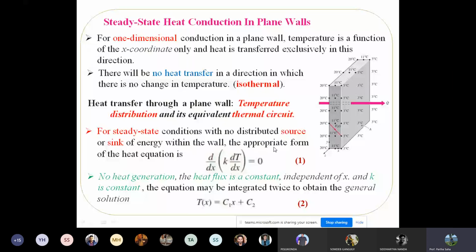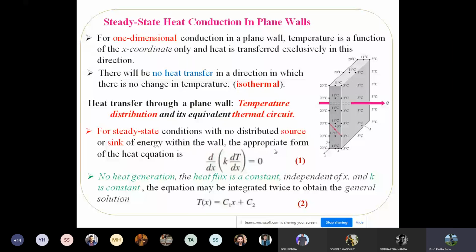This is for steady state heat conduction, with no distributed source or sink of energy within the wall. So what does that mean? That there is no heat sink or heat source, which would act as either consumption of heat or generation of heat. So the equation becomes d/dx (k dT/dx) = 0, where k is the thermal conductivity and dT/dx is the temperature gradient, right? So the heat flux is constant, and the flux is proportional to the temperature gradient.